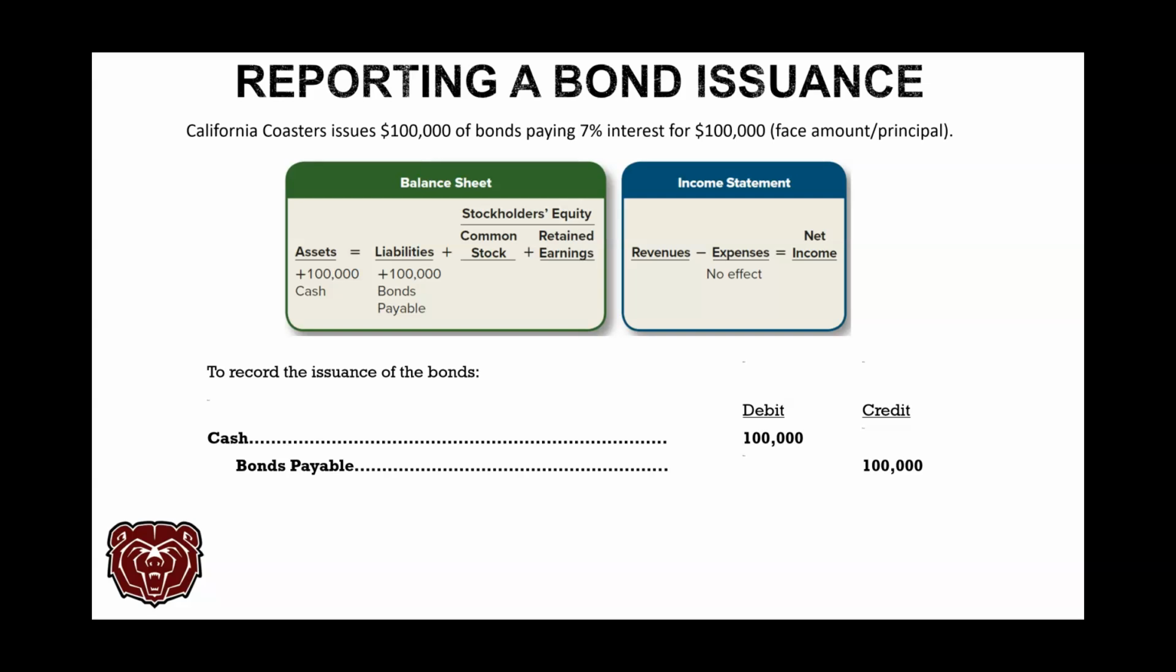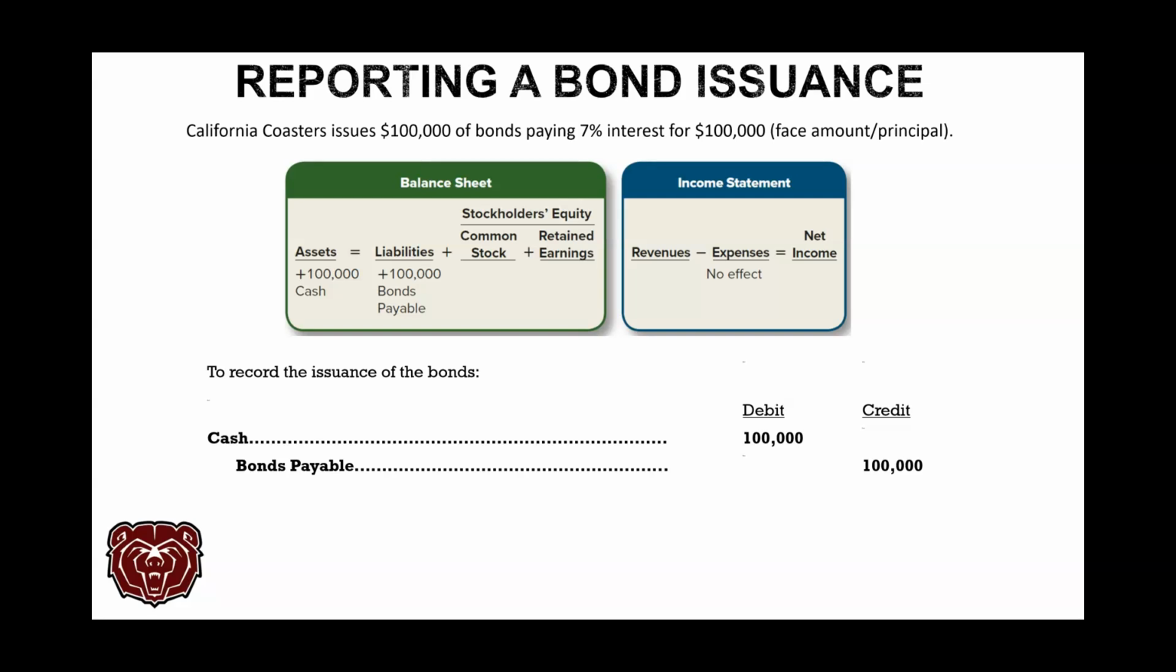This is like a Chapter 3 original journal entry. We get cash, but we also create a liability. Okay, so when we issue those bonds, let's say we issue $100,000 of bonds at 7% interest for $100,000. Okay, we're issuing these at face amount. The principal is $100,000, but we're going to have to pay 7% interest a year over the life of this bond to the bondholder.